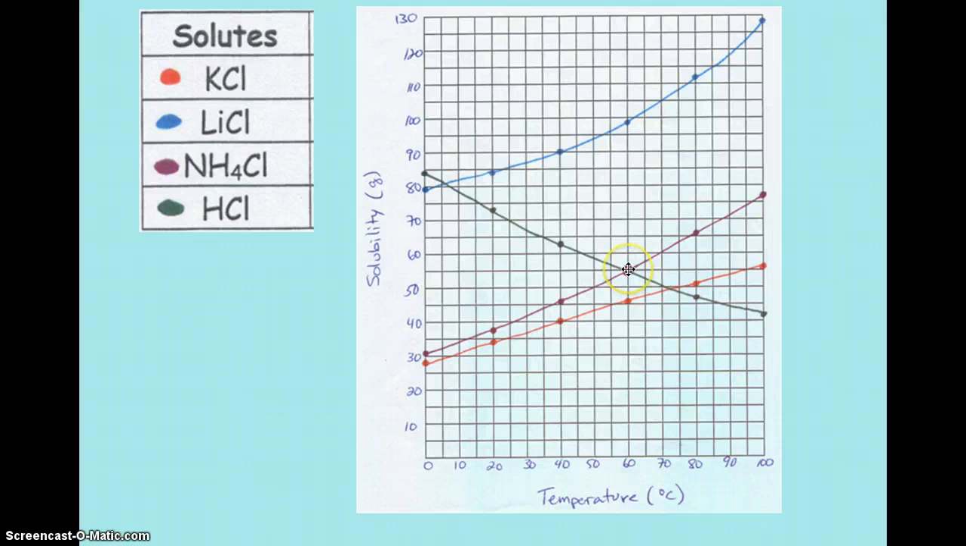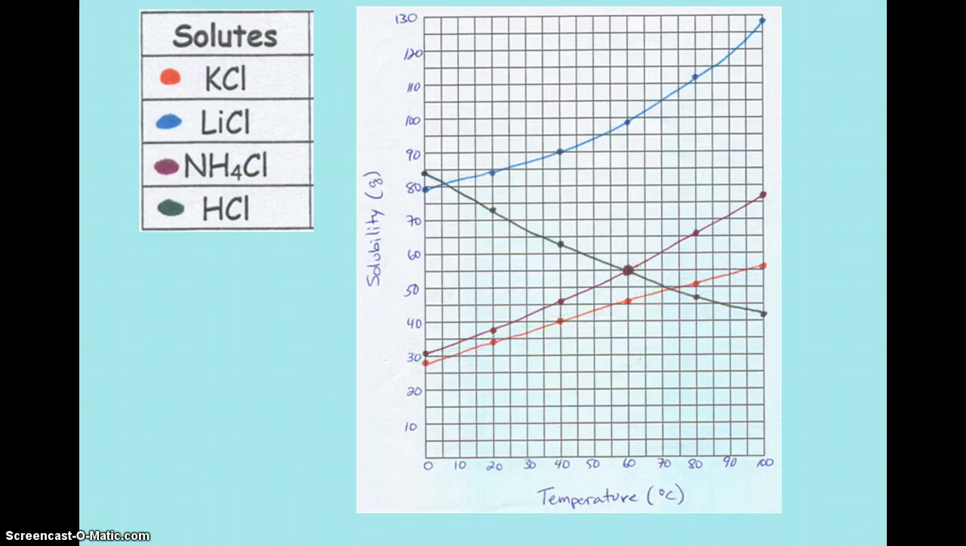If the data point is above the solubility curve, let me highlight that for you. So if I'm looking at this curve, if the data point is above it, that's supersaturated. If the data is below it, that's unsaturated. If it's on the line, saturated.